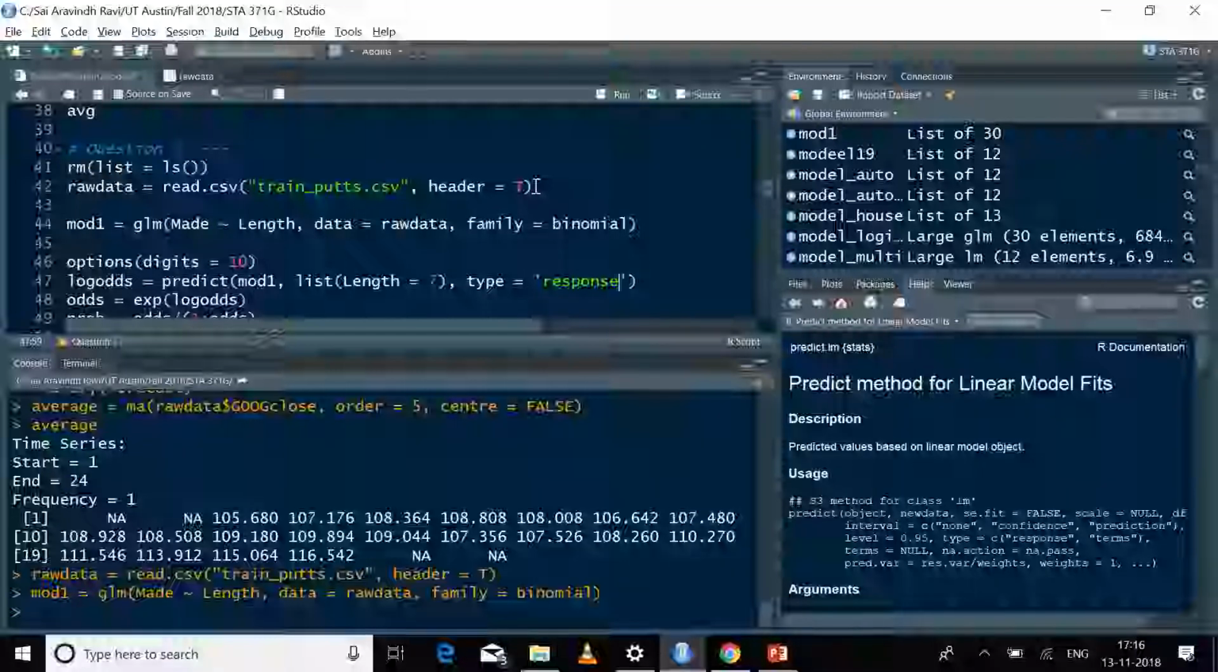Yes. Family equals binomial will take care of the same thing. I think they all do the same thing. So if you have family equal to binomial, that should be sufficient. This gives you the direct probability without the log odds. And if you ignore that type equals response, it's going to give you the log odds. Question?